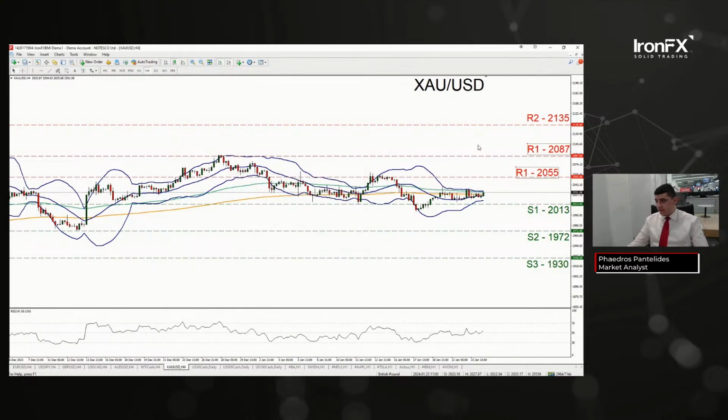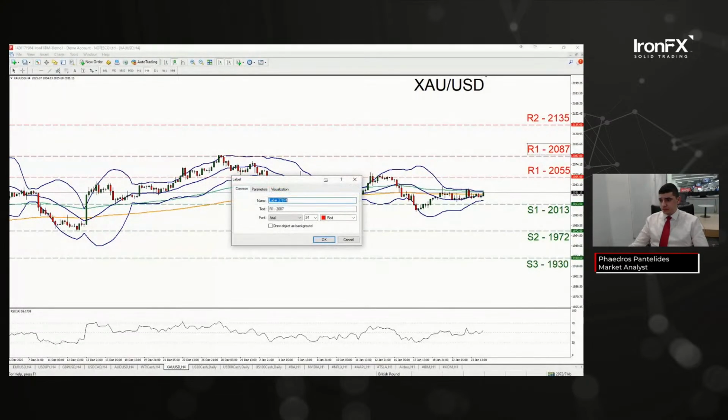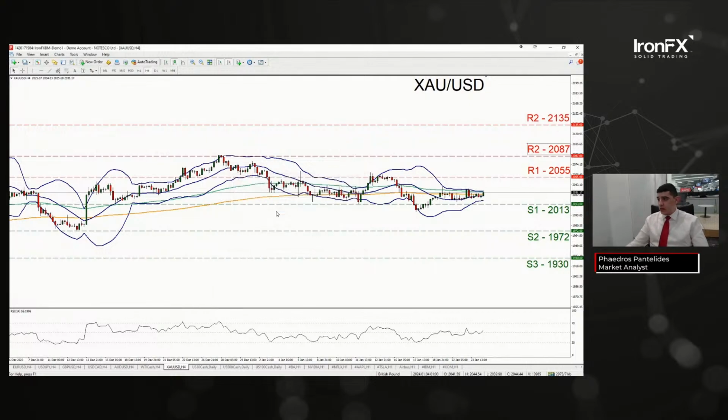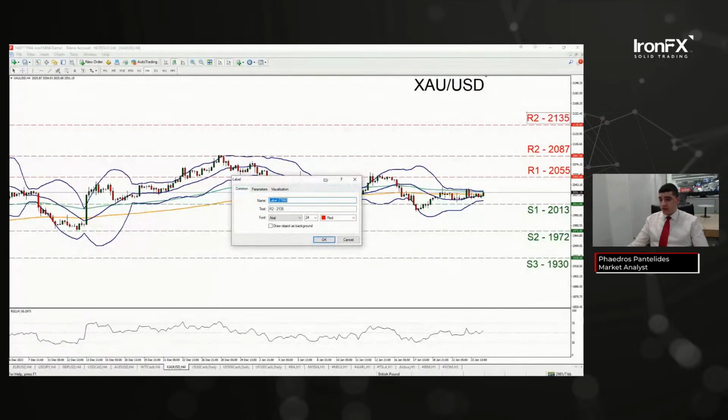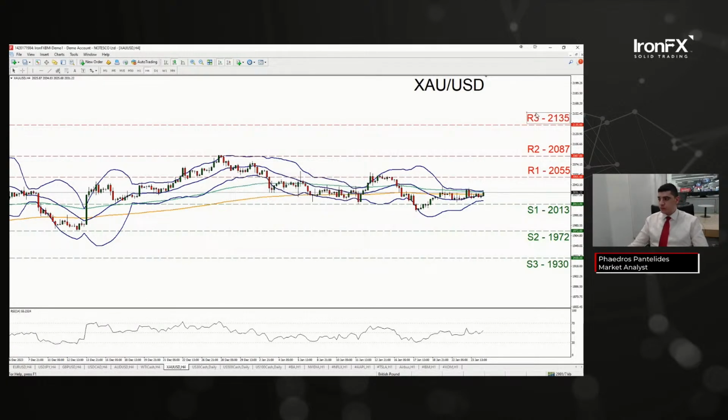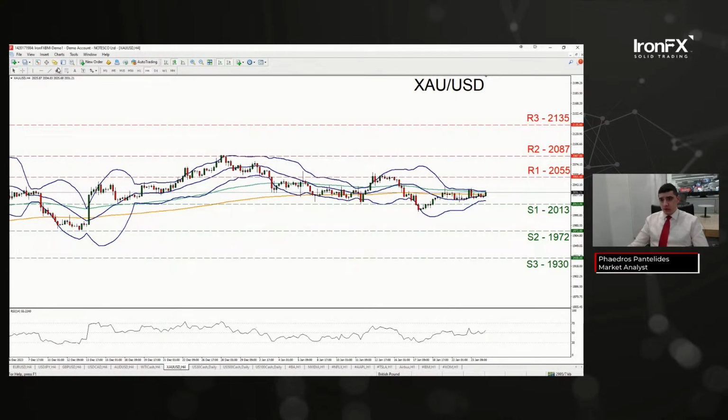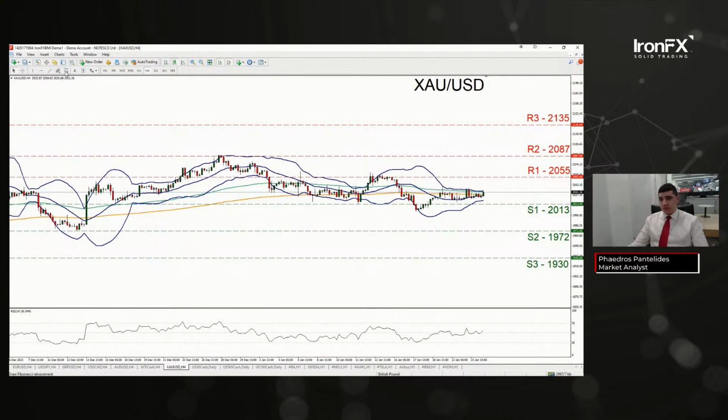Of 2055 for R1, 2087 for R2, and then 2135, which is the all-time high figure for R3. We could also draw a sideways moving channel. But it's too far away.